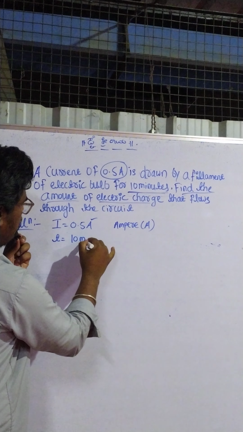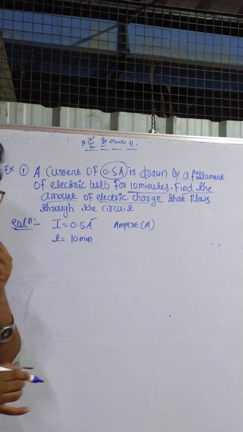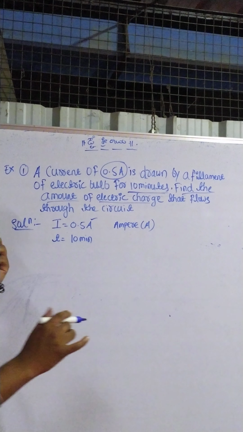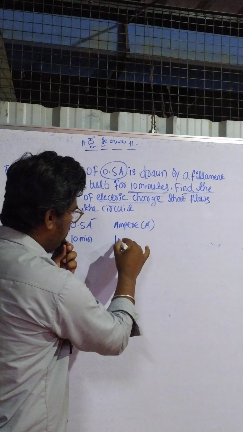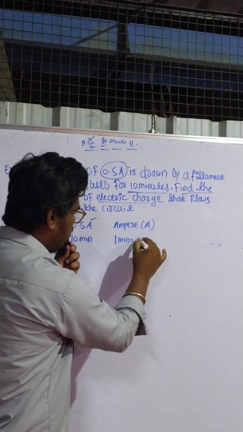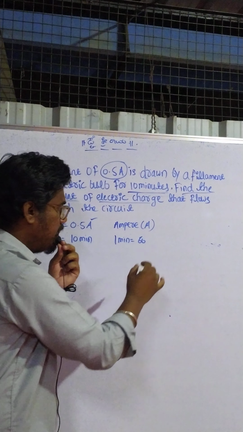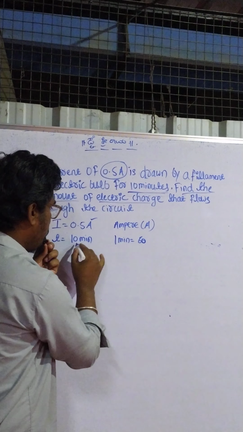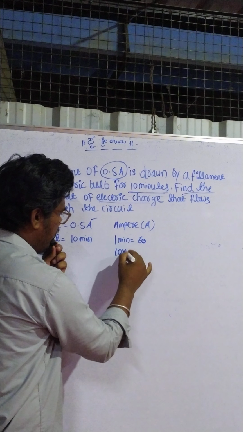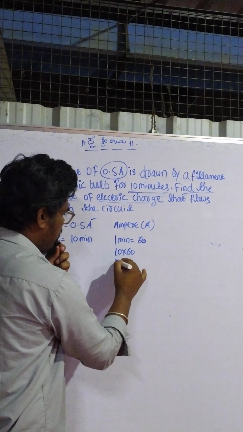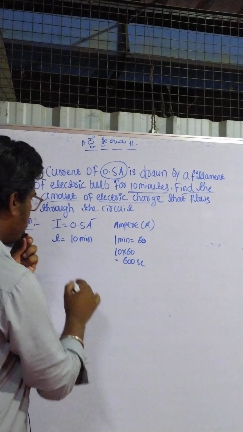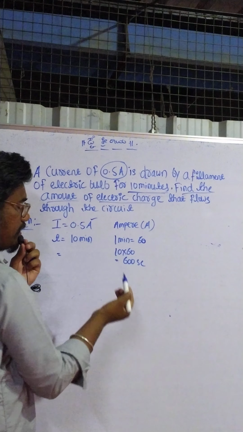t is equal to 10 minutes. Whenever time is given in minutes, you have to convert it into seconds. We know that 1 minute is equal to 60 seconds. Here the total is 10 minutes, so 10 into 60 is equal to 600 seconds. So this time will be converted into seconds.